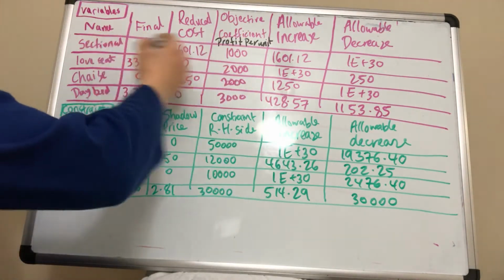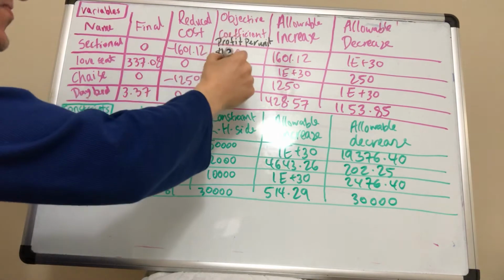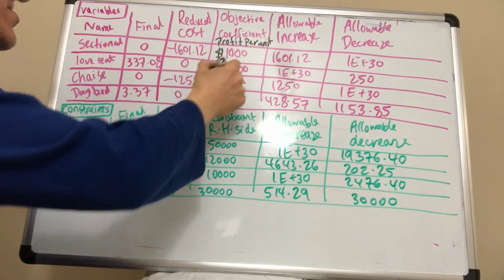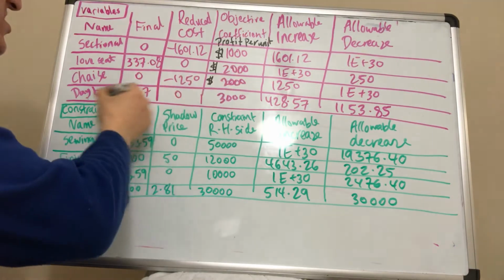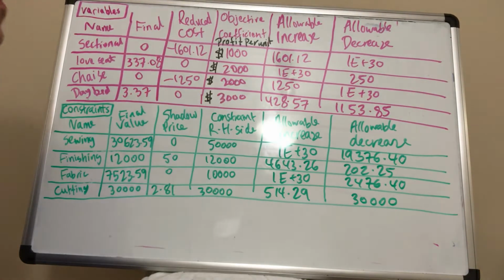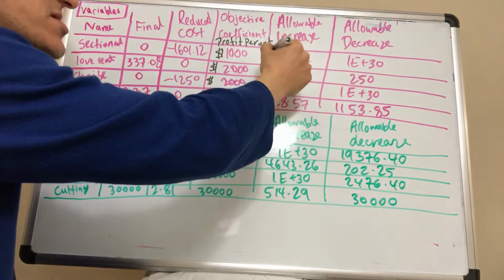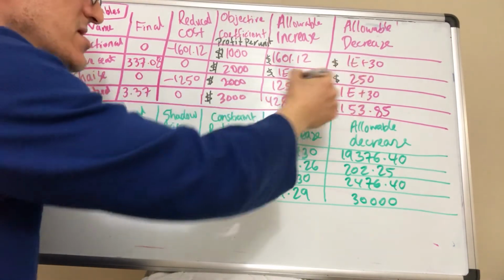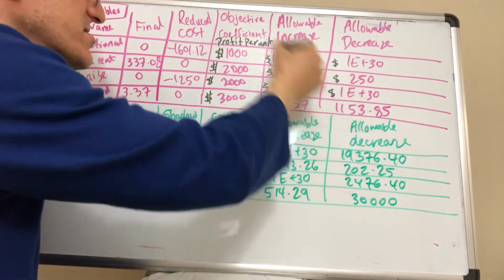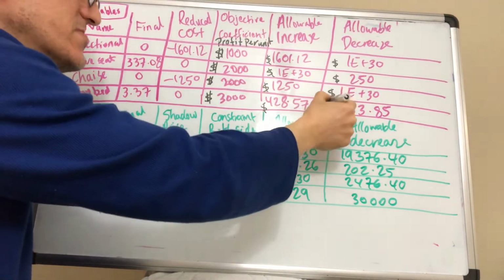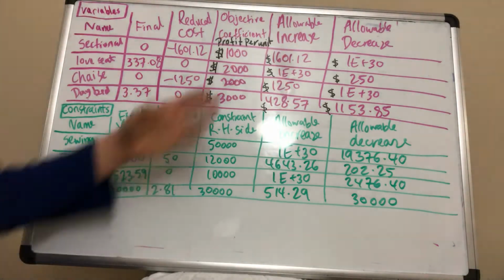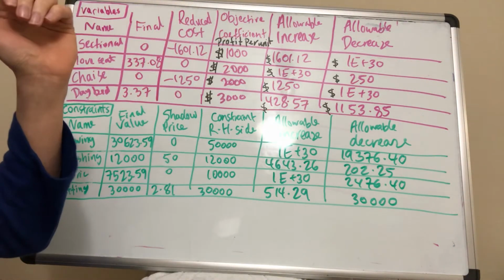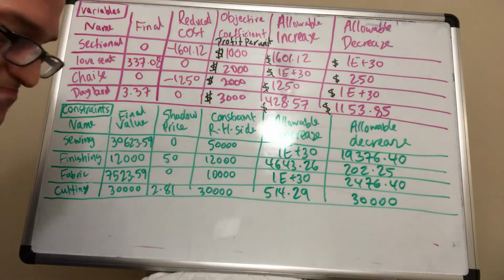So sectional will give you a profit of 1,000. Love seat, 2,000. The bed, 3,000. So all of these are dollar values and they represent profit. All of these are actually going to be profit or dollar value as well. So if it's a cost problem, this would be cost per unit. If it's revenue, revenue per unit. Usually it's a profit question that they ask, so this would be profit per unit.